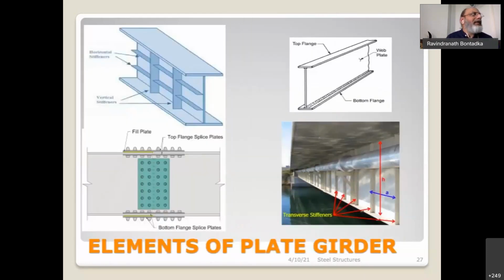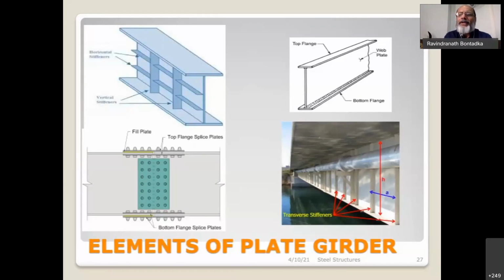Then we come to the plate girder. When the standard sections are insufficient to design a member, what we do is form the sections, what we call a plate girder, with the top flange, bottom flange, and the web plate, made from the plates available, depending on whatever depth you want and whatever width of flange you want. So that's how we design plate girders.